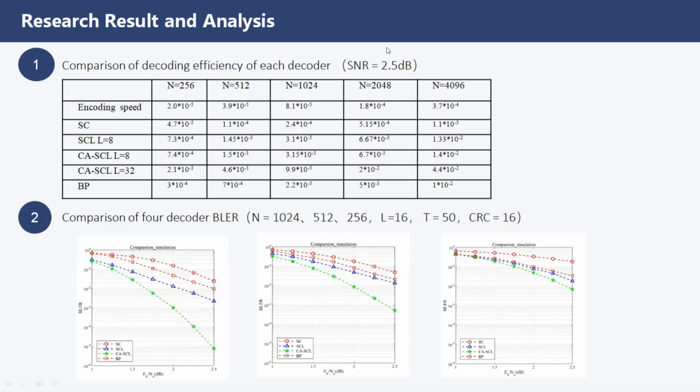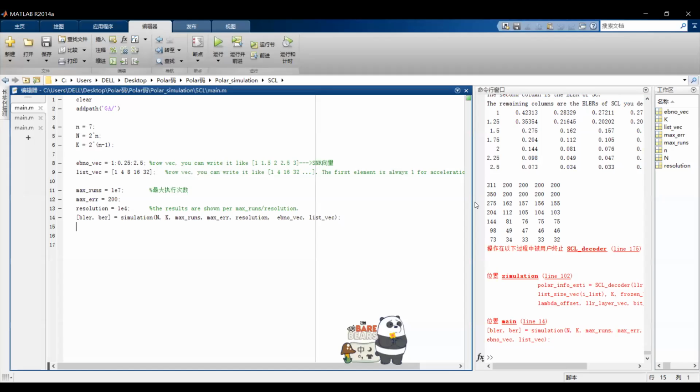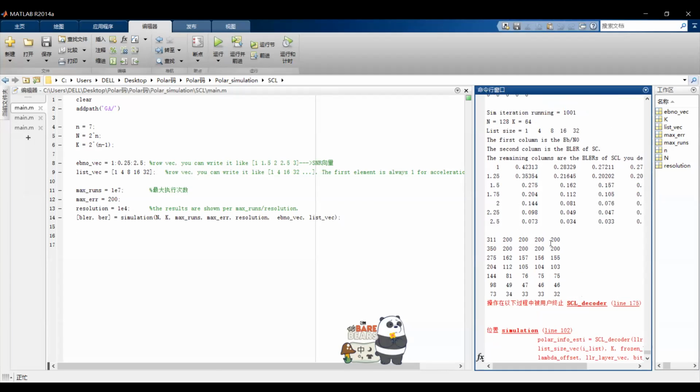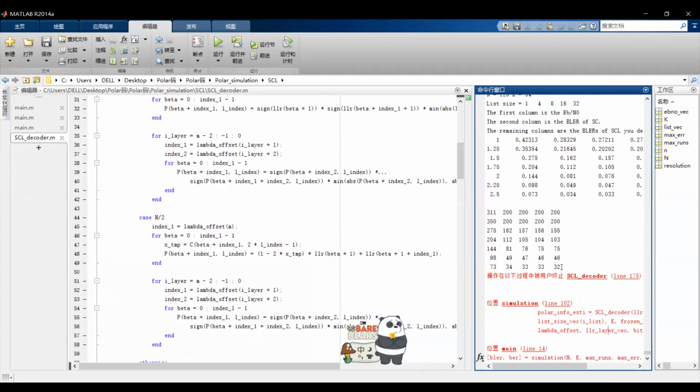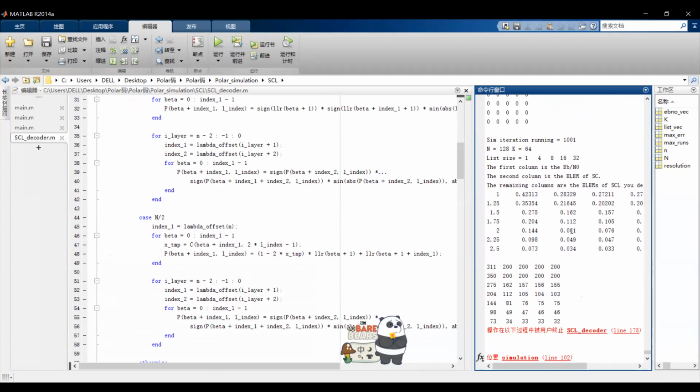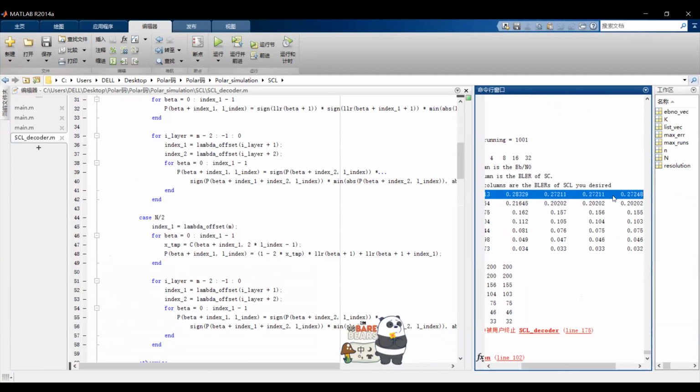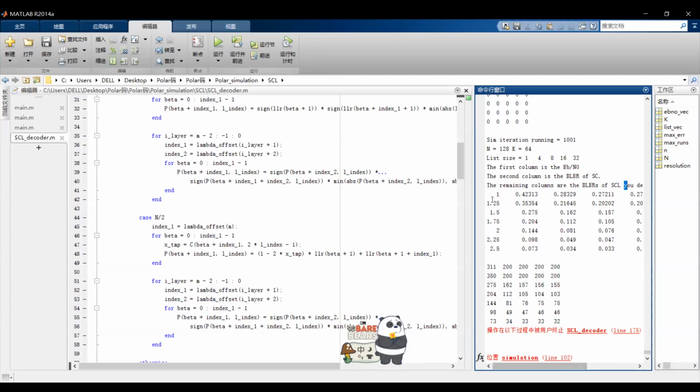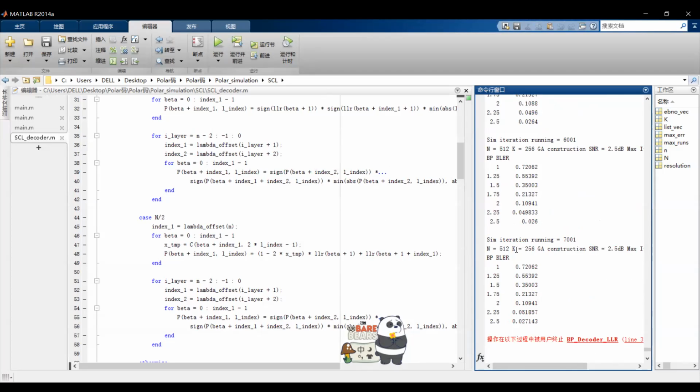And also, I want to share a little bit about my code, because I need a lot of time to run this code. Over here is the result of SCL when SNR equals 1, and this row is the result of SC. The only difference between SC and SCL is actually the SNR. So you can change all those parameters over here. And here is the result of the BP.